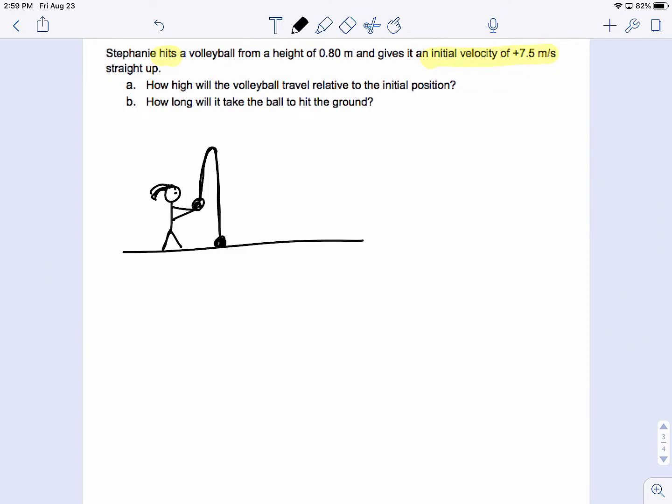Now, I will say, if we say that the ground is y equals 0, we can do that. Notice here the volleyball is starting at y equals 0.80 meters. That's the start position. If we say the ground is 0, we know the initial vertical velocity is positive 7.5 meters per second. We know that after she bumps it, it's going to accelerate due to gravity, and near the surface of the earth that is negative 9.8 meters per second squared.